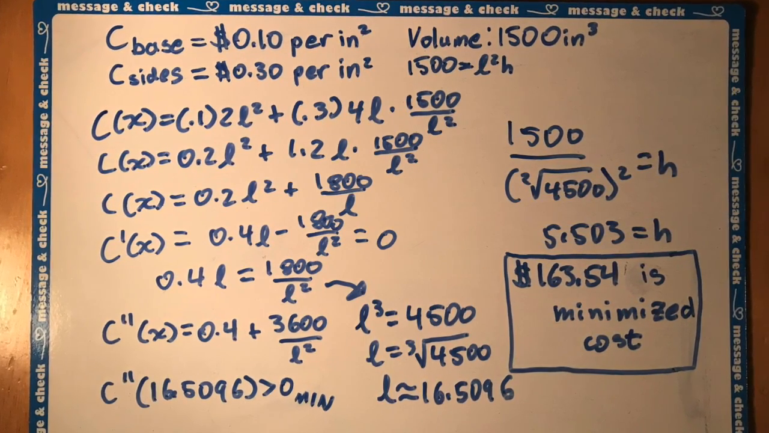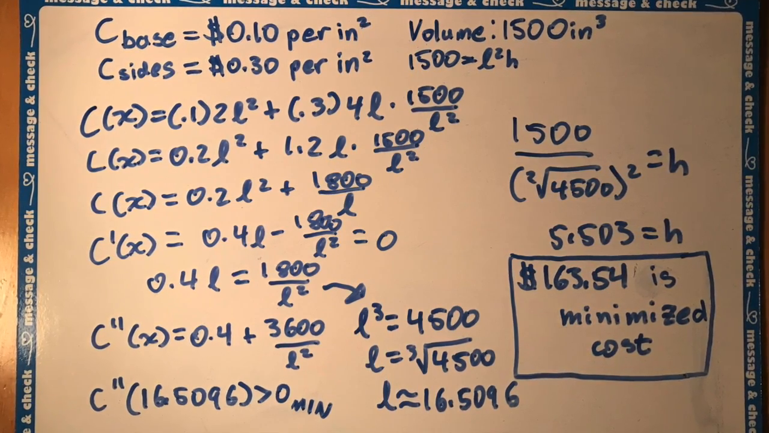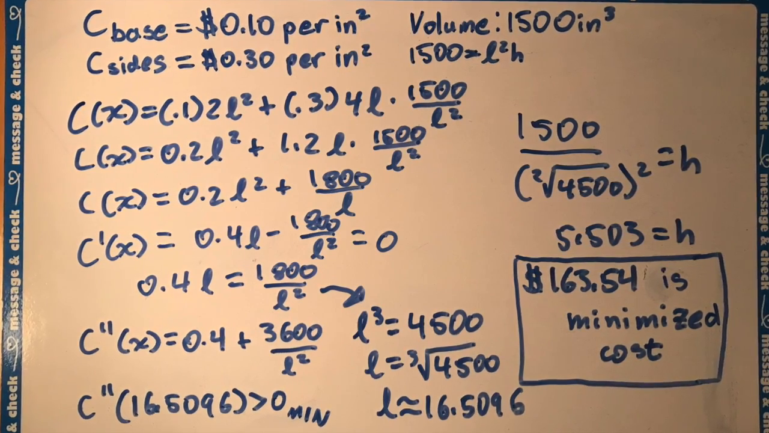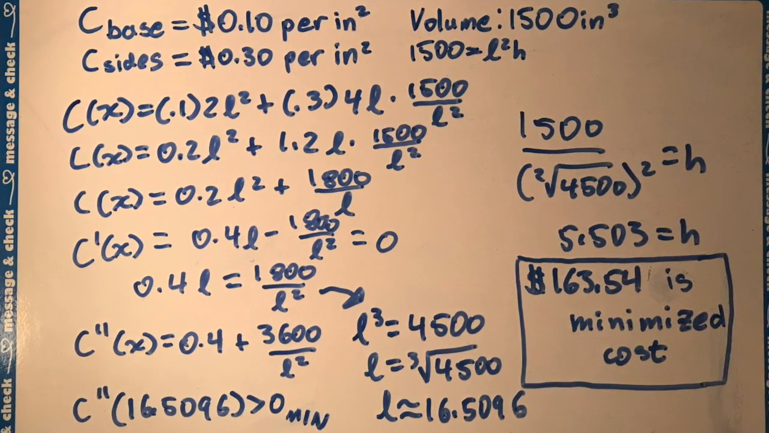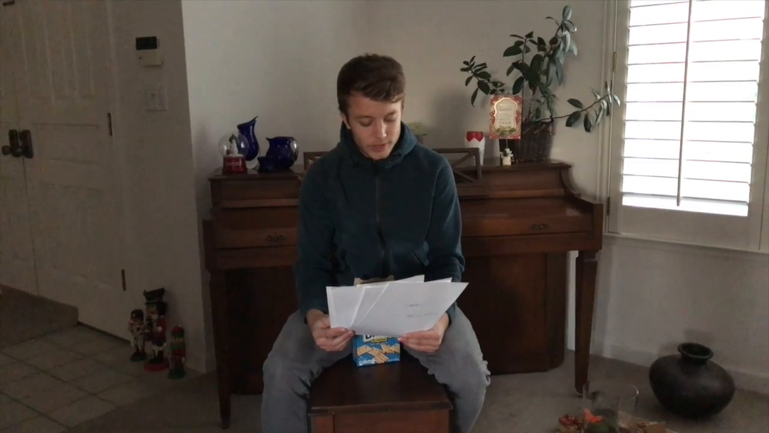Now, using our equation, we can find the first derivative and find our length. Use the second derivative test to make sure that it is in fact a minimum, and plug those back in to the original equation to find our minimized cost at $163.54.